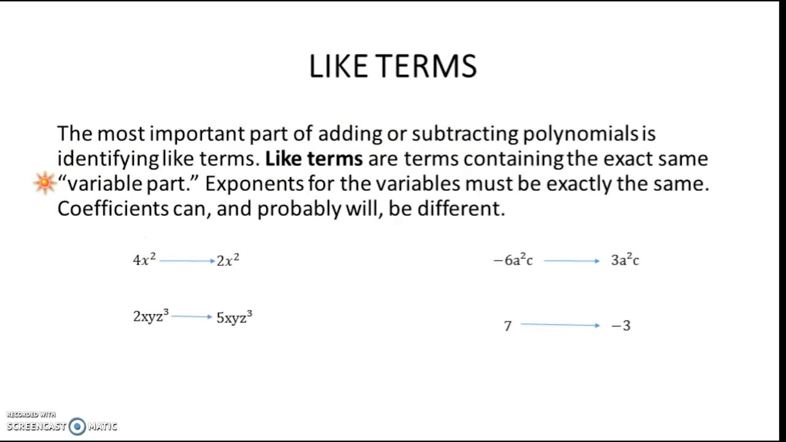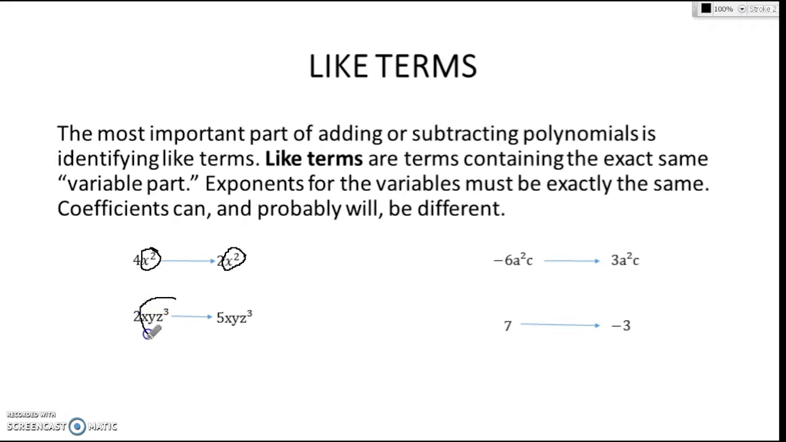So what is a variable part? A variable part refers to the exponent and variable piece of the problem. Notice here we have 4x squared. X squared is our variable part. We have to make sure it's identical to this one, which is 2x squared. Those are the same, therefore we know we can add or subtract those terms.